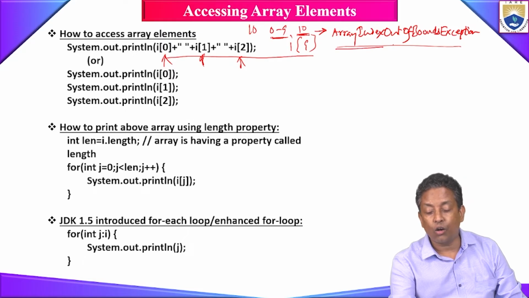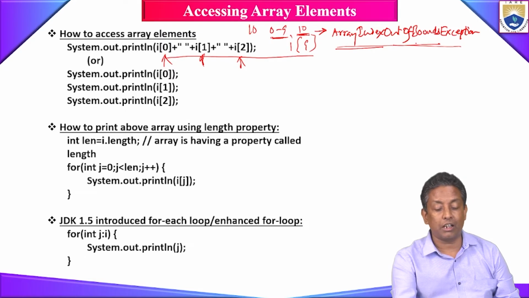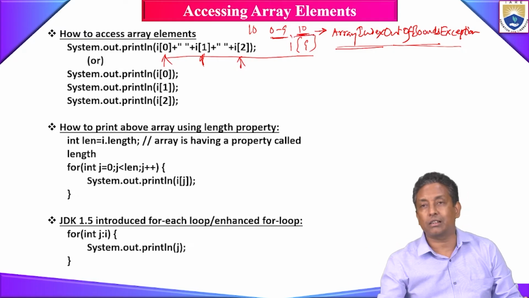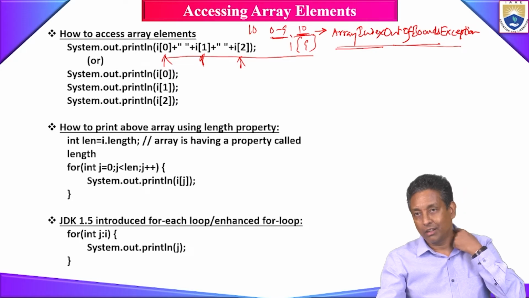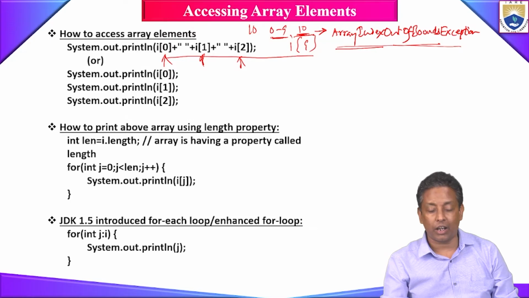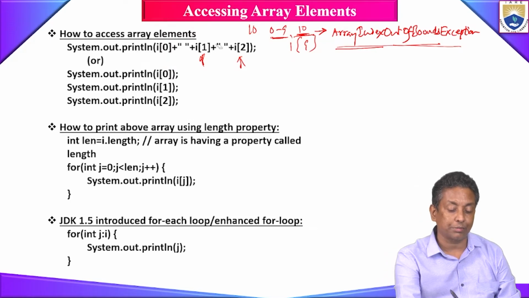So an array index out of bounds exception will occur if you're trying to access an array index beyond its boundary. Out of boundary means 0 to 9 is the boundary, and trying to access index 10 means you're trying to access the 11th element, that is, accessing an index out of the boundary. So that causes an index out of bounds exception.